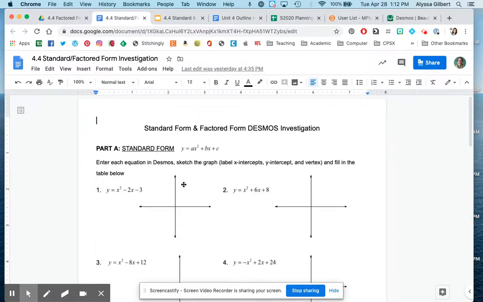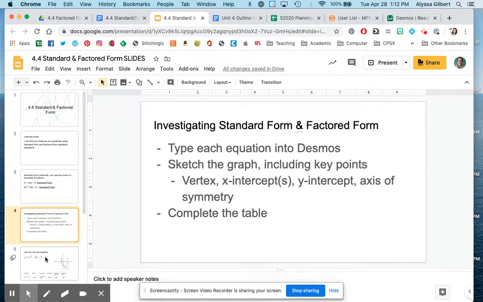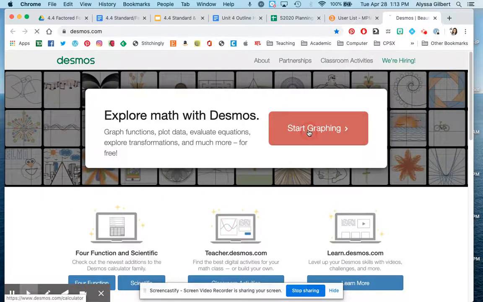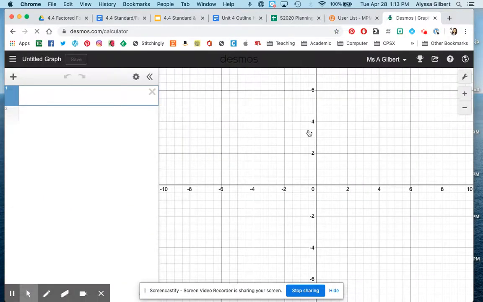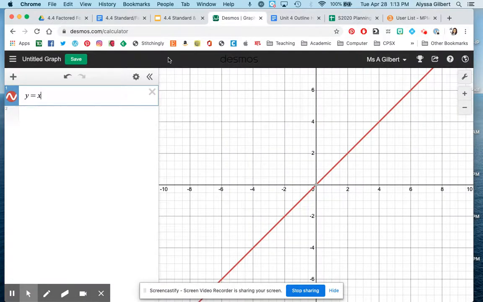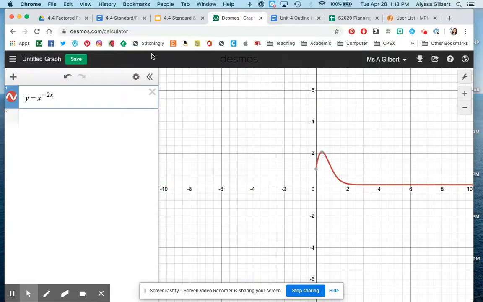Okay, so let's do this one together. We'll do number one together. So let's go back to my thing here. It's all filled in here, but let's go to Desmos just to see how I got this information. So you're going to go to Desmos, desmos.com, start graphing, and then we're going to type in the equation. So y equals x squared minus 2x, and was it plus 3? No, minus 3. Minus 3.